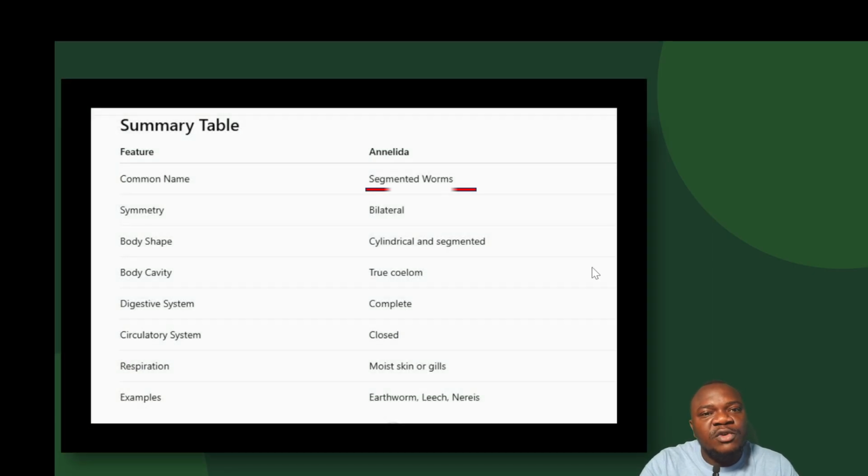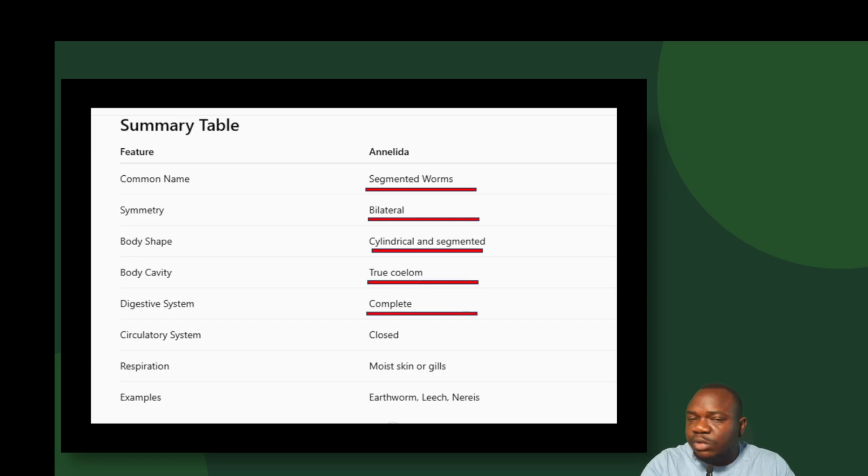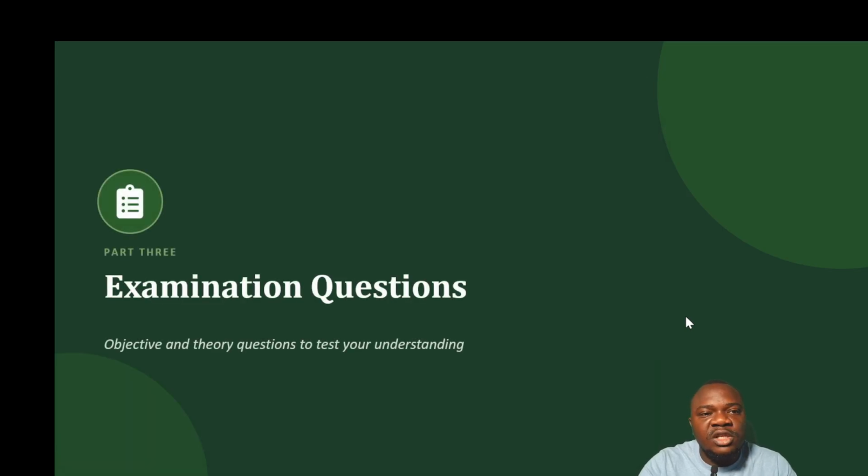So a summary table for everything we've done here. Common name, segmented worm for Annelida. Symmetry, bilateral symmetry. The body is cylindrical and segmented. The digestive system is complete. Circulation is closed. Respiration is through moist skin or gills. Then examples, you have your leech and your nereis. So you can just take that as a summary for everything.